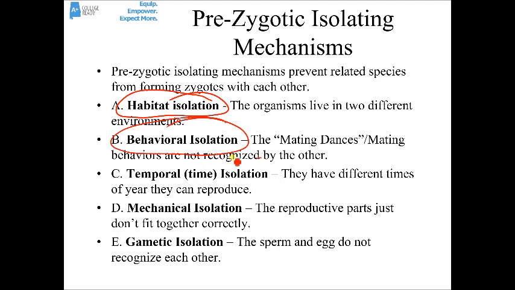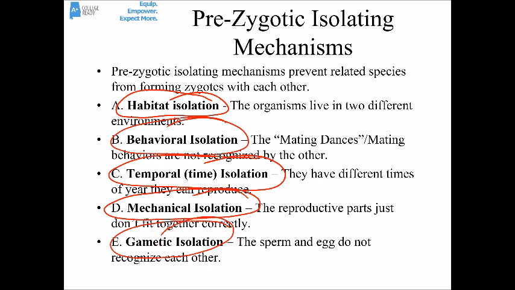There also can be temporal or time isolation. Related species may have different breeding seasons, or like in flowers or plants, they may have different flowering times. So they can't reproduce because their mating seasons are different. There's also mechanical isolation. This just essentially means that the reproductive parts of these two species no longer fit together and work together correctly. And lastly, there's gametic isolation.